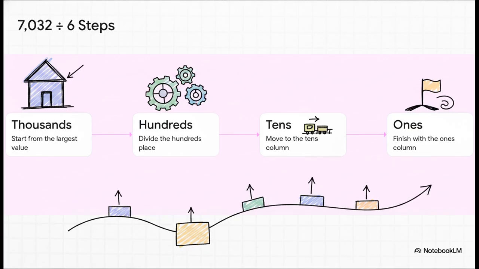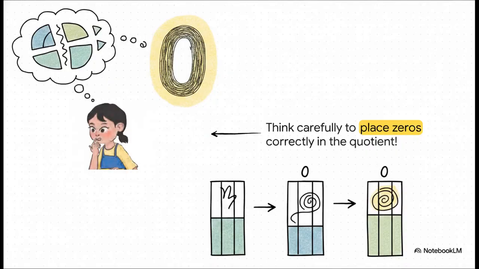We simply start from the largest value, the thousands. Then we move down the line, hundreds, tens, and finally the ones. If you take it one column at a time, absolutely no number is too big to divide. Now, this brings up a really common trap that we all fall into from time to time. When we divide column by column, we have to be extremely careful.